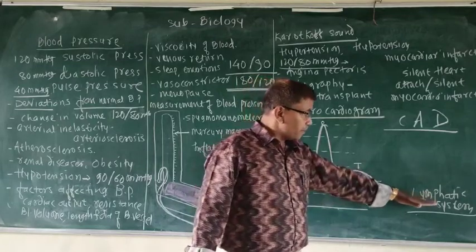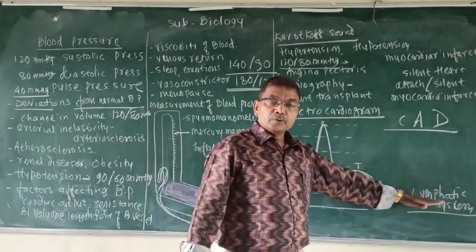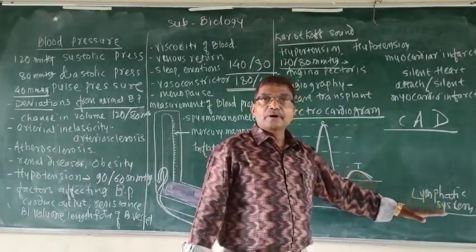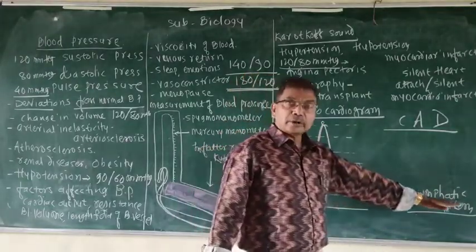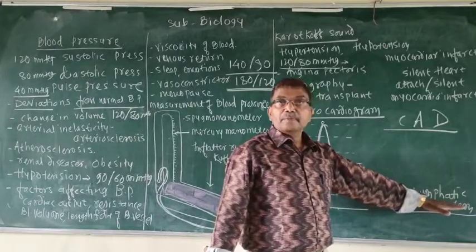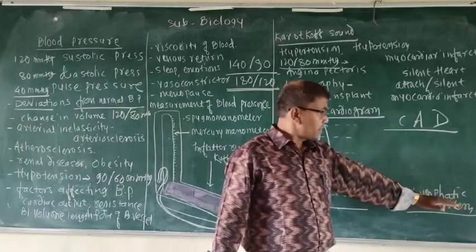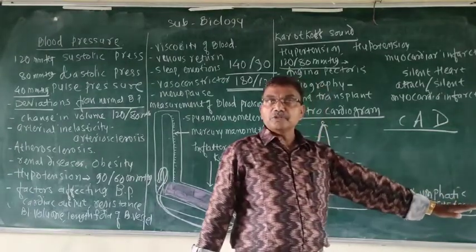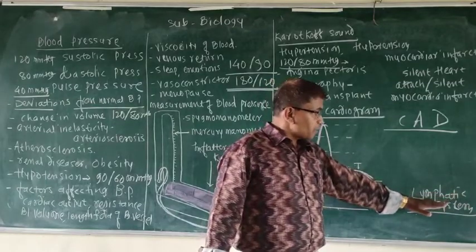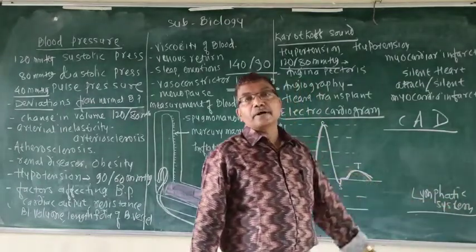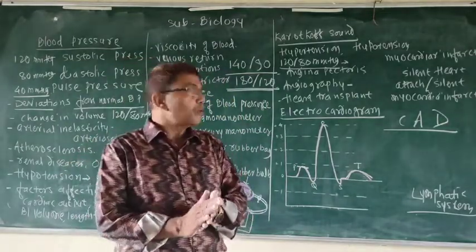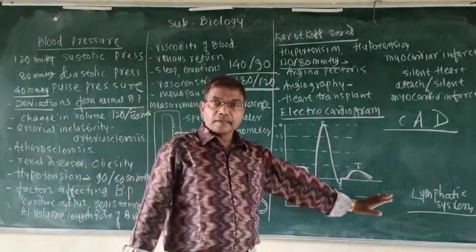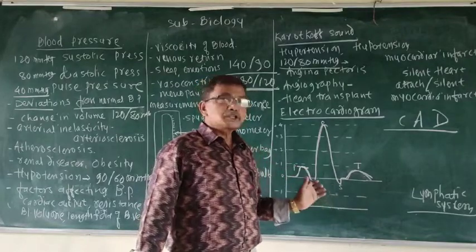This lymph, the intercellular fluid, is collected with the help of different types of venules and then opens in the thoracic region into the thoracic vein, which helps in the maintenance of the blood volume of our body. So this is about this topic.